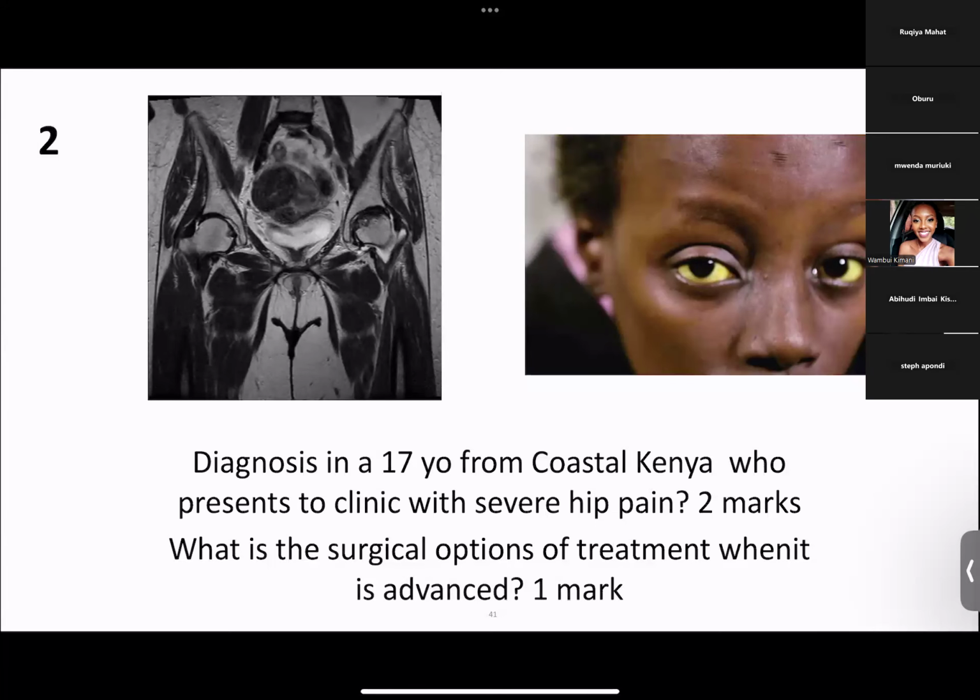Yeah. So what are the options when it's advanced? Could this be Perthes disease in a patient with sickle cell anemia? Yeah, this is avascular necrosis in a patient with sickle cell disease, okay? Avascular necrosis. All right? Because why did I say coastal Kenya? Now, if I would have said Nyanza, it would be even more obvious. Okay, but I didn't want to give that away. So I said coastal Kenya.